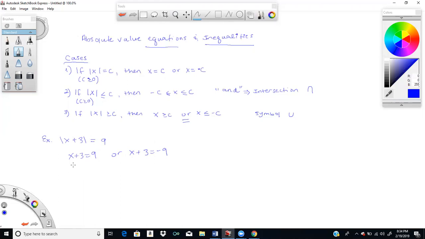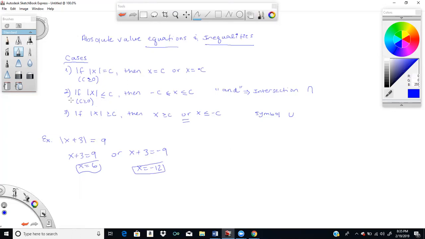So again, the linear equations are not going away. All right, so here we have x is equal to 6, and we can see if we put 6 in here, then we have 6 plus 3, the absolute value of that. 6 plus 3 is 9. The absolute value of that is 9. And then here, you minus 3 on both sides, we get negative 12. Okay, so if you put negative 12 plus 3, that gives you negative 9, but the absolute value of negative 9 is 9. So that's an example of dealing with an absolute value equation.